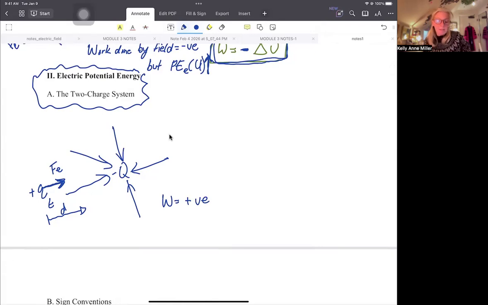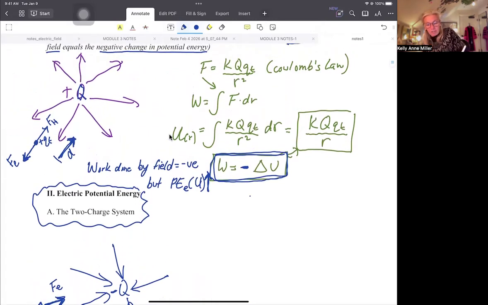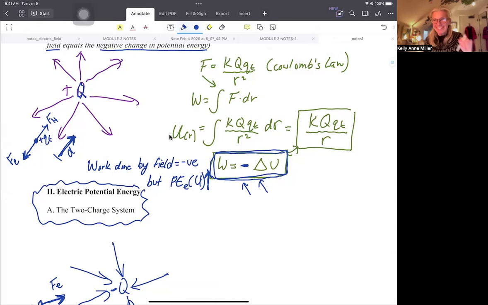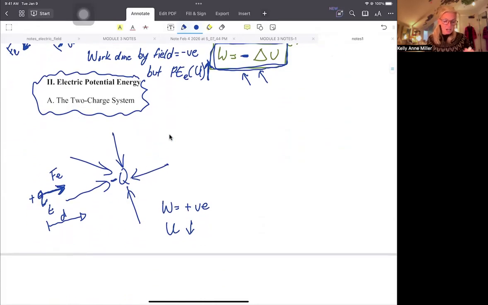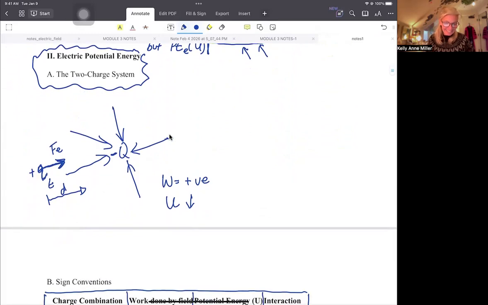But as this positive Q gets closer to this negative Q, the potential will decrease. So in that case, it's the opposite: the potential energy will decrease. So it still honors this relationship, where the work done by the force is the negative of the change in the potential energy. Hopefully that's clear. It's a callback to mechanics.